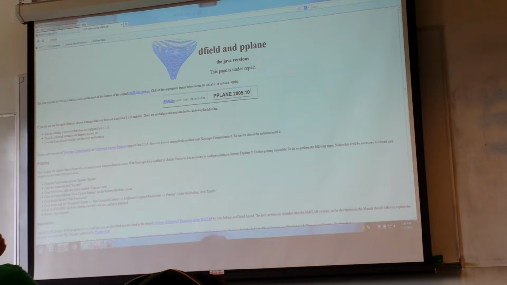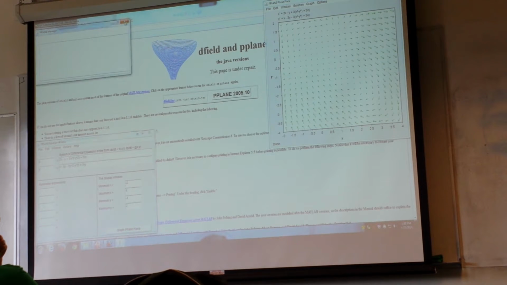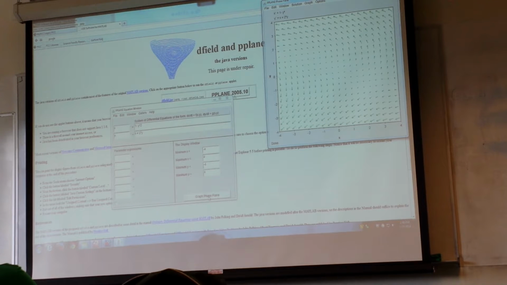There we go. Nice. Okay, so this is the same thing, the P-plane, D field and P-plane. Now we're on the second part of it from Rice University. It pops up the same looking things, except the big difference is that it's not a single differential equation that you enter in here, it's a system. So let's put in the ones I had in this example: dx/dt was 1 minus y squared, and dy/dt was x plus 2y. All right, and I'm going to go from -4 to 4 in both directions. Get phase plane. All right, there it is.